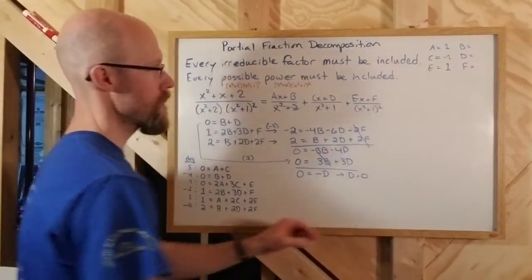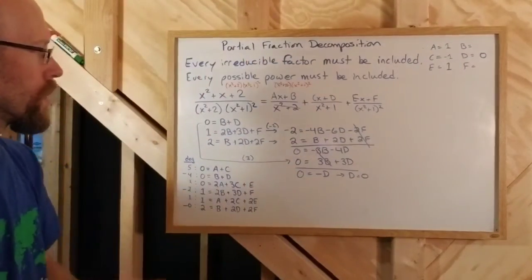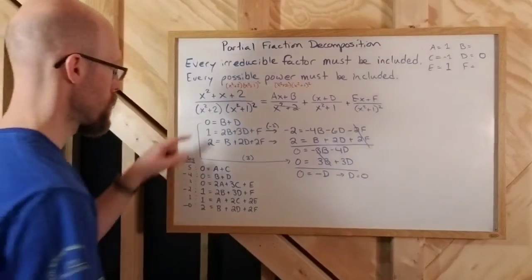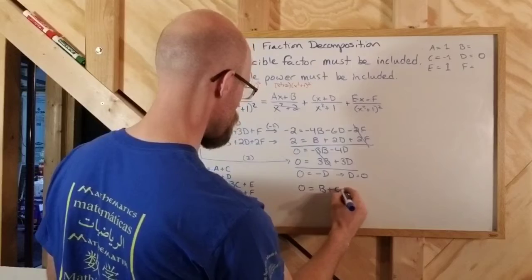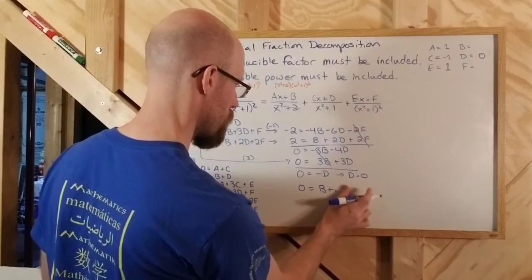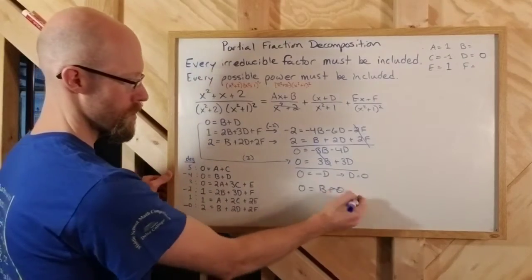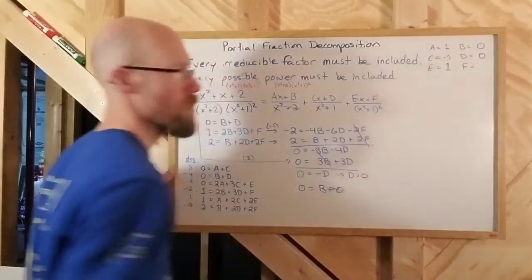Okay, so that's nice. I put a 0 up here for D. Now I can use that 0, plug it back in to get B. So I use 0 equals B plus 0, right? And of course the 0 is unneeded, so B is equal to 0. So I can put a 0 up there for B.